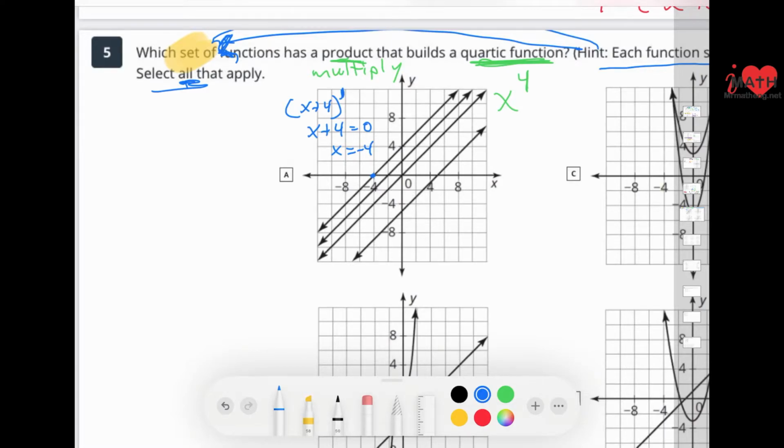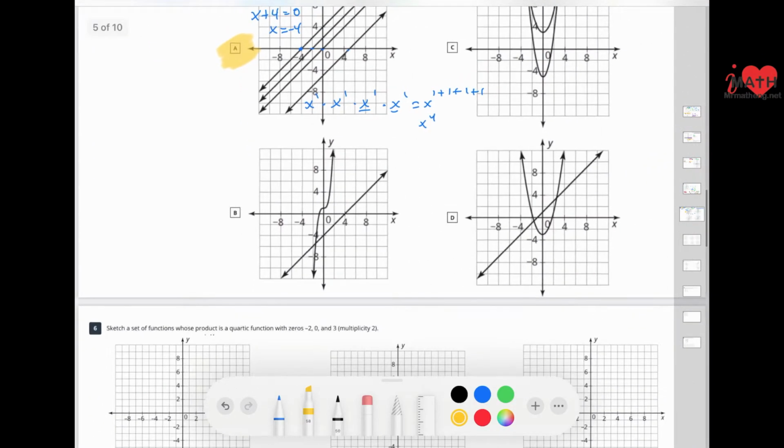And basically in that problem here, you're multiplying x to the first times x to the first times x to the first times x to the first, which is, you add them all. When they're the same base, which is x, when you're multiplying, you're going to add the exponents. So you'll get x to the fourth power. So this one does match. This is a quartic. Let's try B.